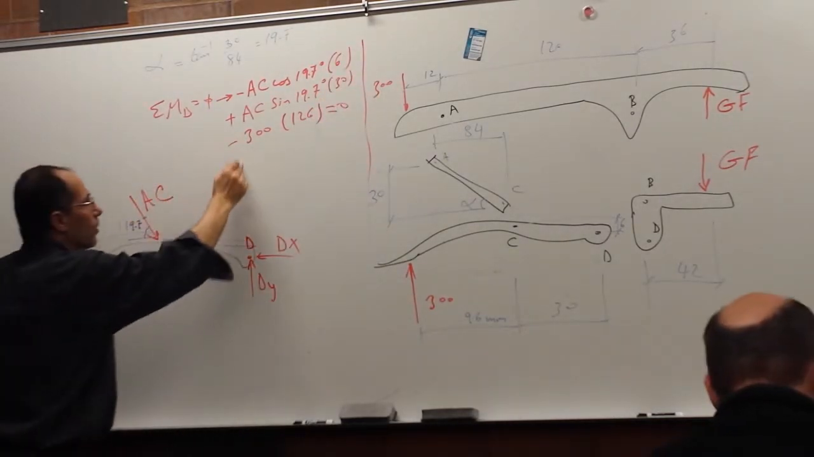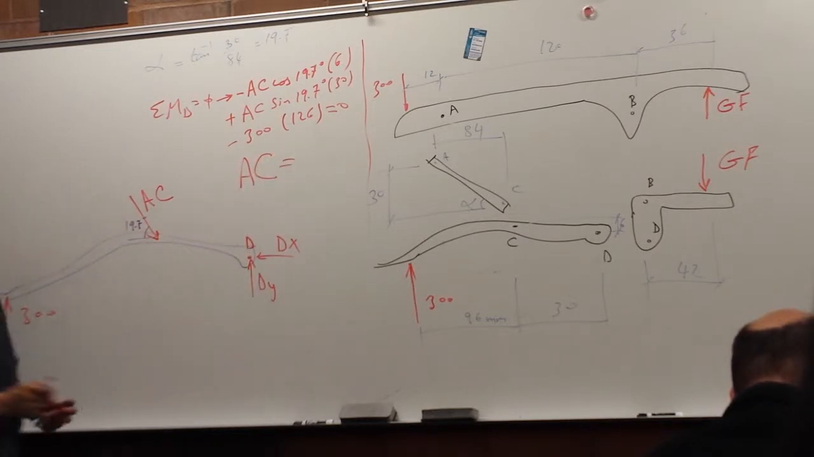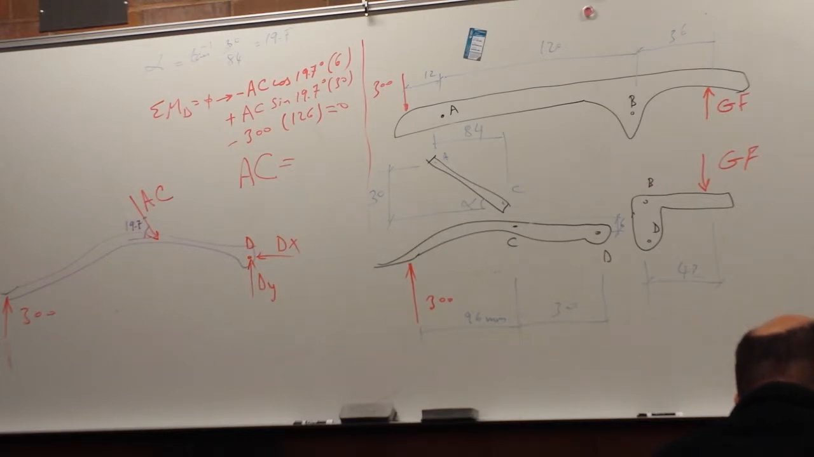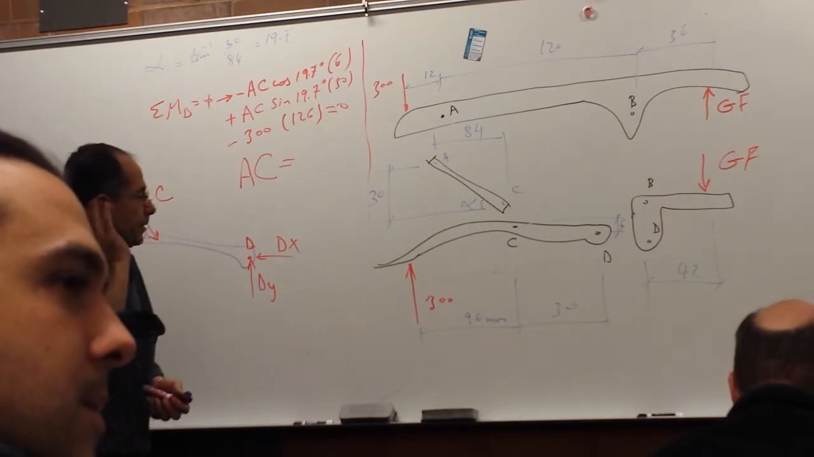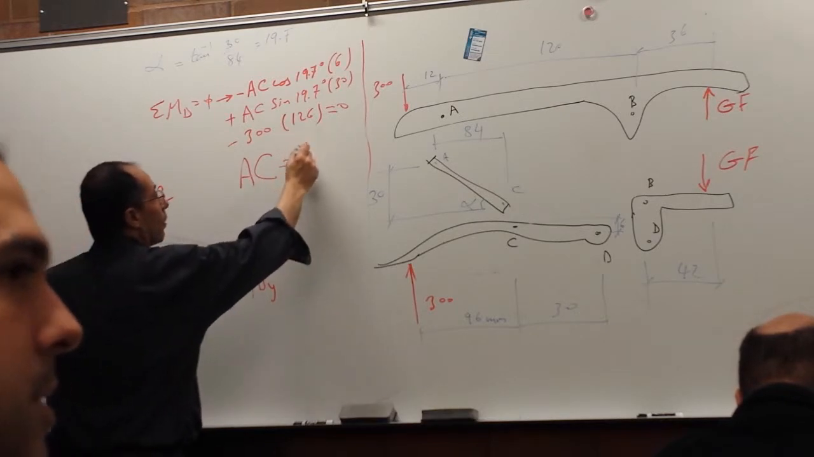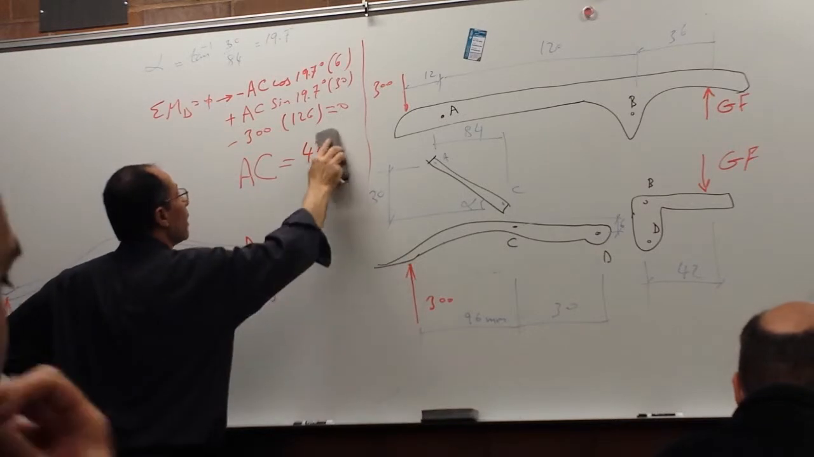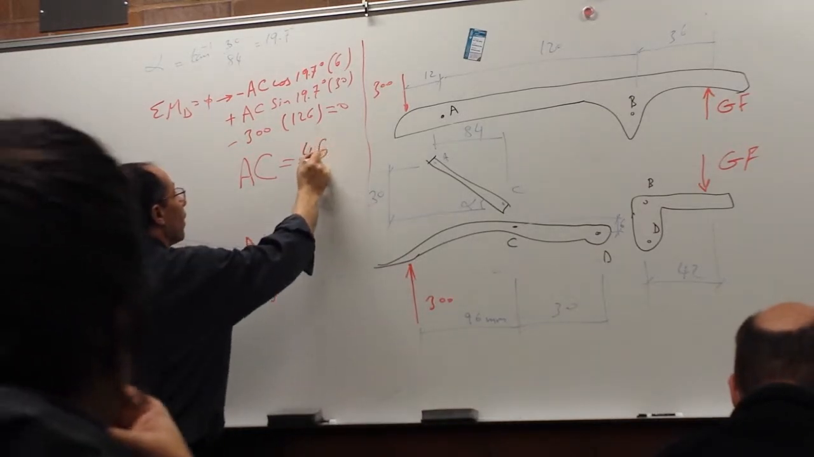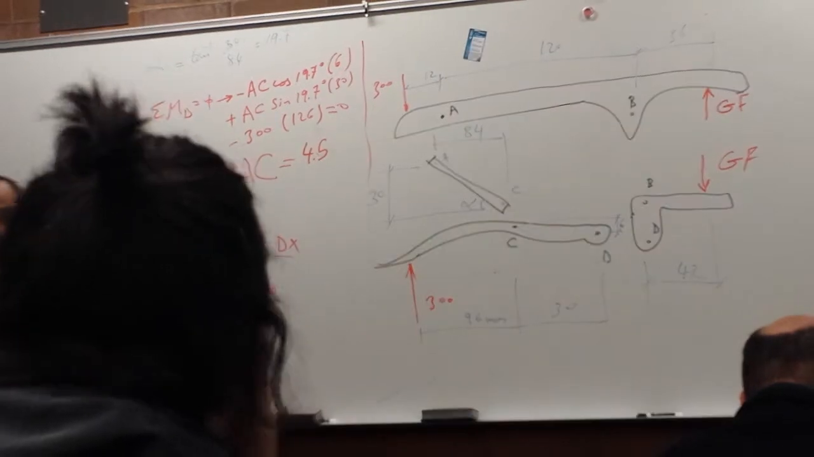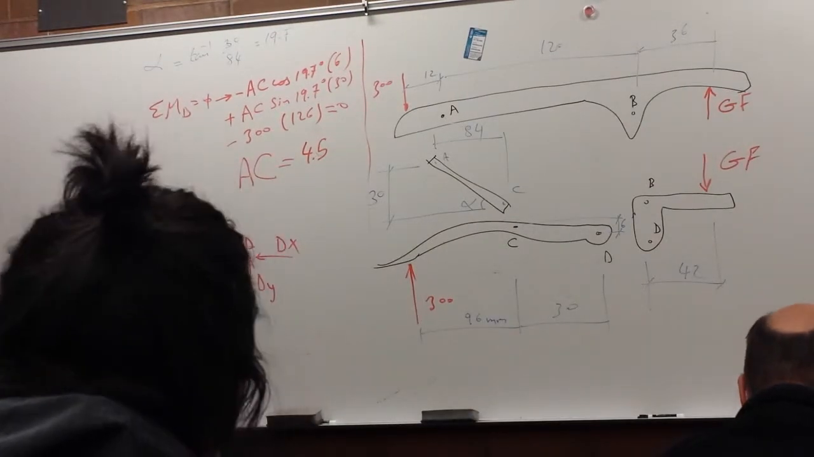One equation with one unknown. What is AC? Plug it in your calculator. What? 4.5? 425? 4.5. I'm doubting myself. Highly doubting, that's not right. That's almost 0. Yeah, I'm good. Other answers?